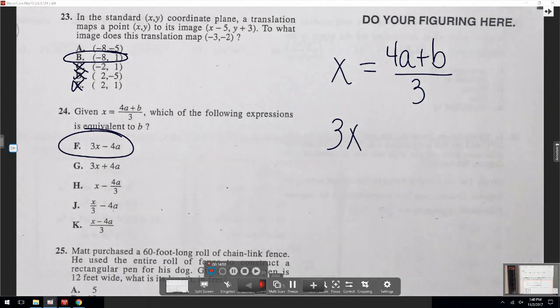Yes, ma'am? But couldn't you also have divided it by 3 and gotten 4a plus b is equal to 3x, and then added b? Wait, divided by 3? You lost me when you did that. Why would you divide by 3? Then you would have gotten x over 3, and that wouldn't have canceled this one out. Okay. What'd you do? I don't know. You have it written on there still? No, I just erased it. How am I supposed to see what you did wrong? I don't know. All right. Okay.